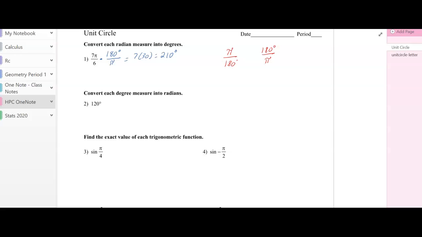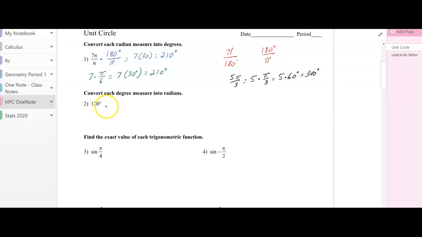A while back, one of my students talked about 7 pi over 6. He said he thinks of this as 7 times pi over 6. So he thinks of it as 7 30s, because he knows pi over 6 is 30 degrees. So 210 degrees. Likewise, if he saw 5 pi over 3, he said he thinks of this as 5 times pi over 3, and that's 5 60s, so 300. So that's one way that my student in the past has converted.